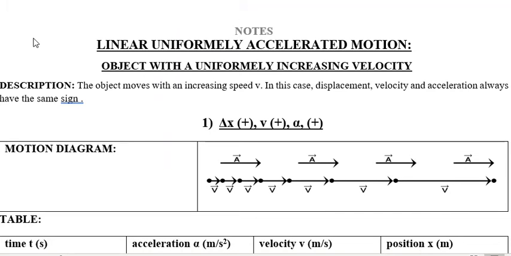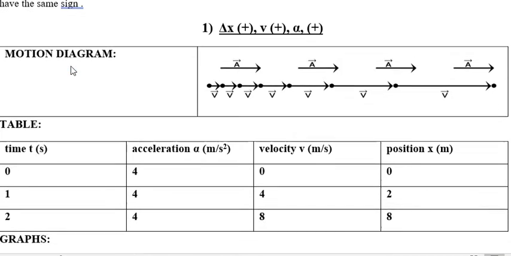And let's talk now about the linear uniformly accelerated motion. Actually, when we have a velocity that increases, we will see different cases like this one. So we have an object with a positive velocity moving to the positive direction, and we have an acceleration also positive. What does that mean?